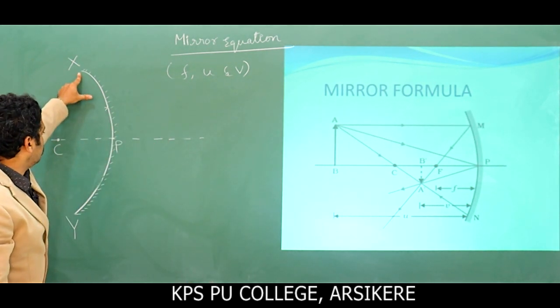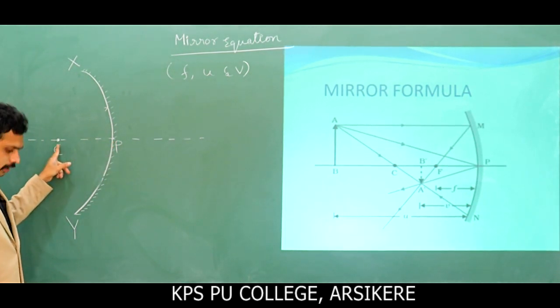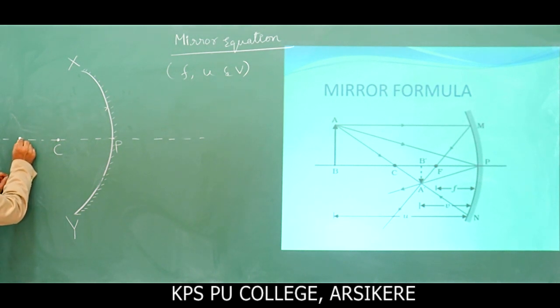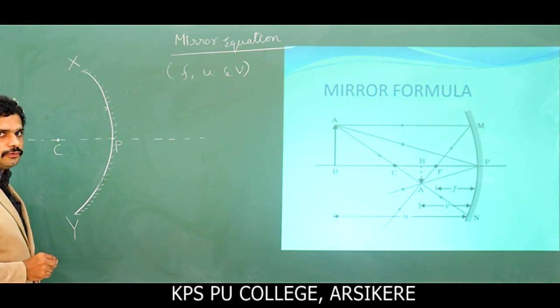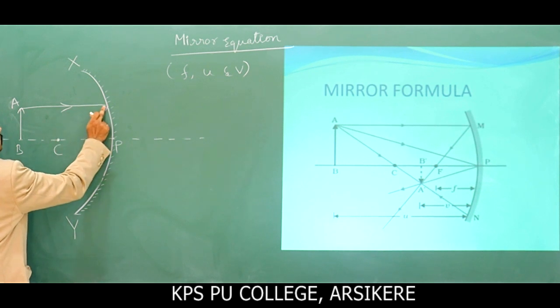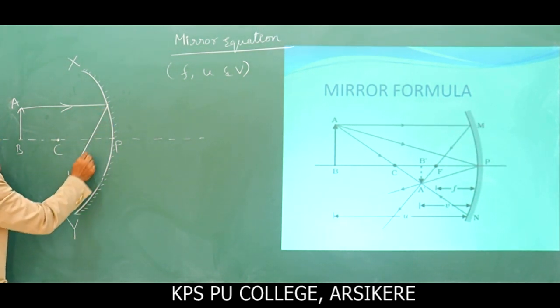Now here I am using a concave mirror. P is the pole, C is the center of curvature. Now consider a linear object AB. What is AB? AB is an object. From the object we consider a number of rays of light. From the object the ray parallel to the principal axis passes through the focus.